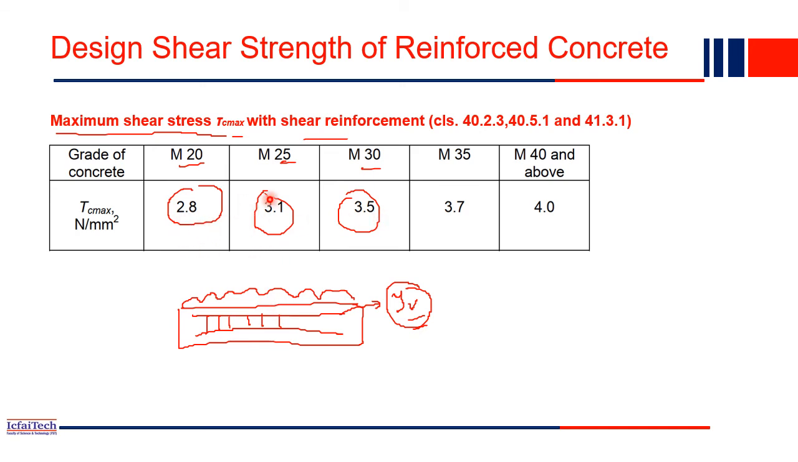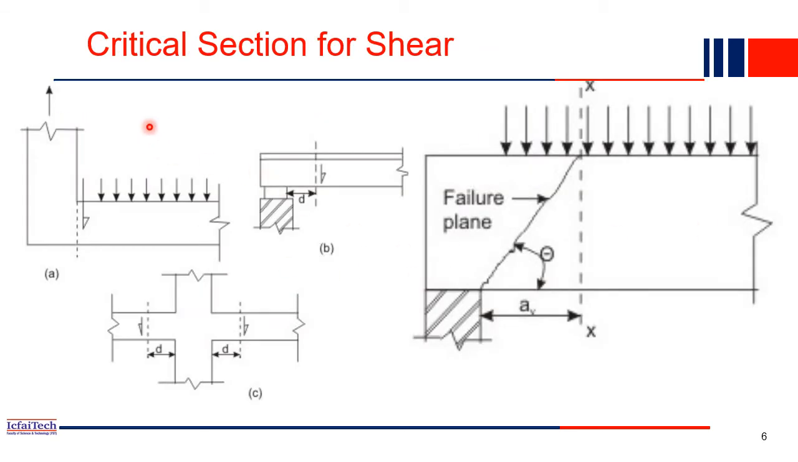So if it is coming more than this much, then you have to redesign the section, meaning you have to increase the b and d of this cross section. Ast also you have to increase. We have to redesign like that, and this is a check you have to do. This table you will get in clause number 40.2.3. Now we understood what shear reinforcement is and how the failure happens in a beam because of shear.